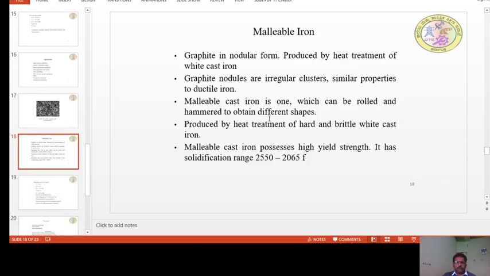So another one is the malleable cast iron. Graphite in nodular form is produced by heat treatment of white cast iron. Graphite nodules are irregular clusters, with similar properties to ductile iron. Malleable cast iron is one which can be rolled and hammered to obtain different shapes. It is produced by heat treatment of hard and brittle white cast iron. Malleable cast iron possesses high yield strength. It has a certification range of 2550 to 2065 Fahrenheit.